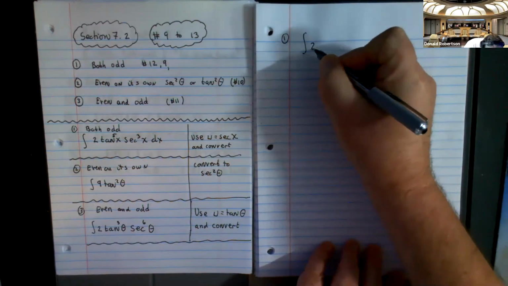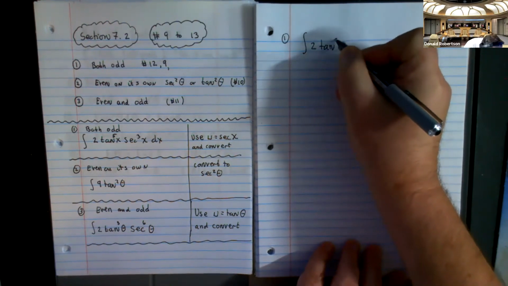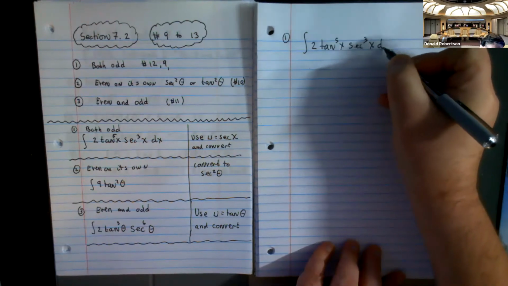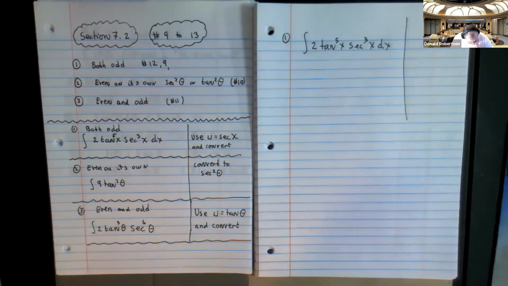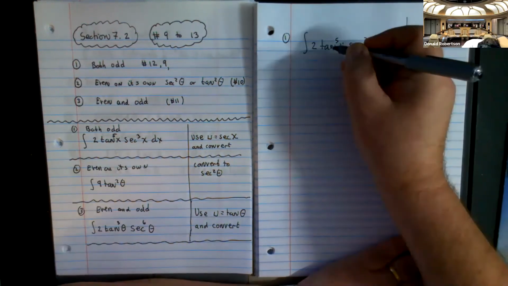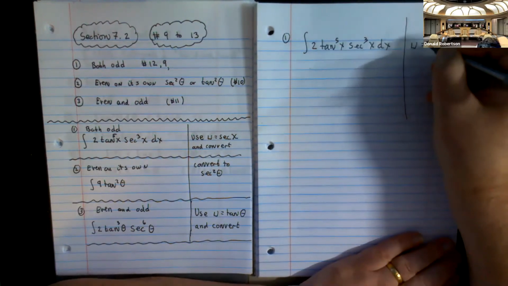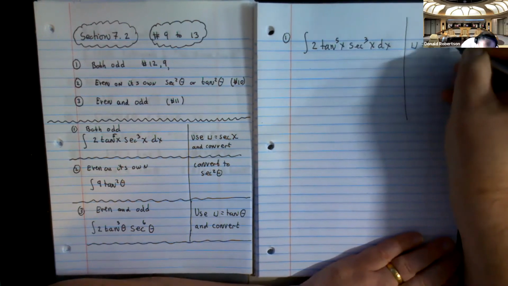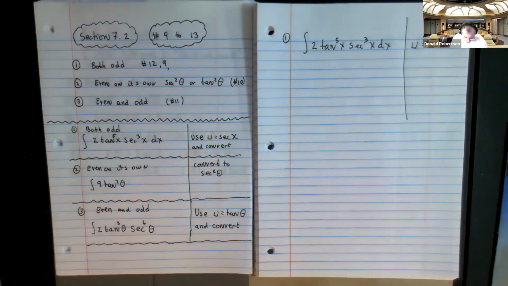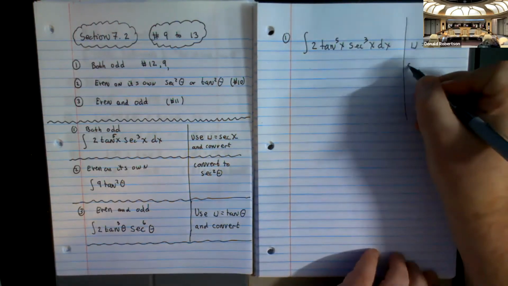Suppose you want to take tangent to the 5 secant cubed dx. Now, both of these are odd powers, secants and tans. When that happens, choose secant. That's the rule. When they're both odd, choose secant as your u sub. They're all going, 1 and 3 are going to be u subs. So let's see what happens next.